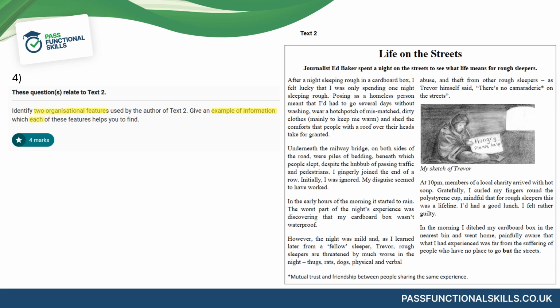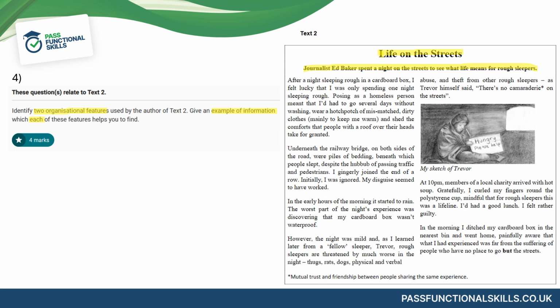So an organisational feature just means a visual feature which helps organise the text or that helps the reader navigate the text. So we've got various organisational features on here. We've got a heading, summarises what the text is going to be about. We've also got a strapline underneath that. It's kind of an extended heading. It gives a little bit more information on the main heading.